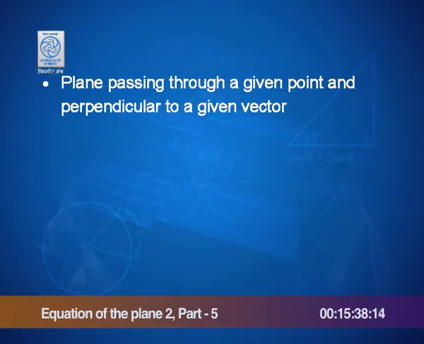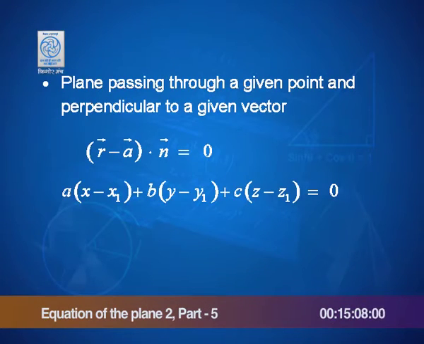If you know a point that lies on the plane and a vector which is perpendicular to the plane, we come up with another form which looks like r minus a dot vector n equal to 0. Vector r is the position vector of any point on the plane, vector a is the position vector of a known point, and of course, vector n is the normal to the plane. In Cartesian, this equation becomes a times x minus x1 plus b times y minus y1 plus c times z minus z1 equal to 0.